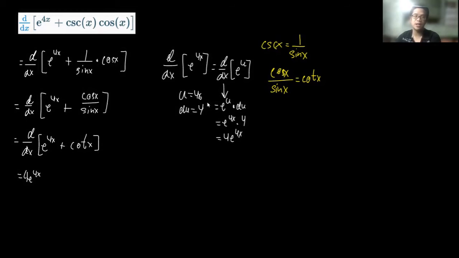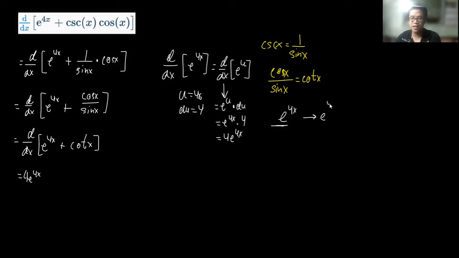But can you do it directly? Yes, I can do it directly. Since I have e raised to 4x, basically derive the outer, then the inner. So the outer part here is your e. What's the derivative of your e? It's still the same. So the derivative for that is still e.